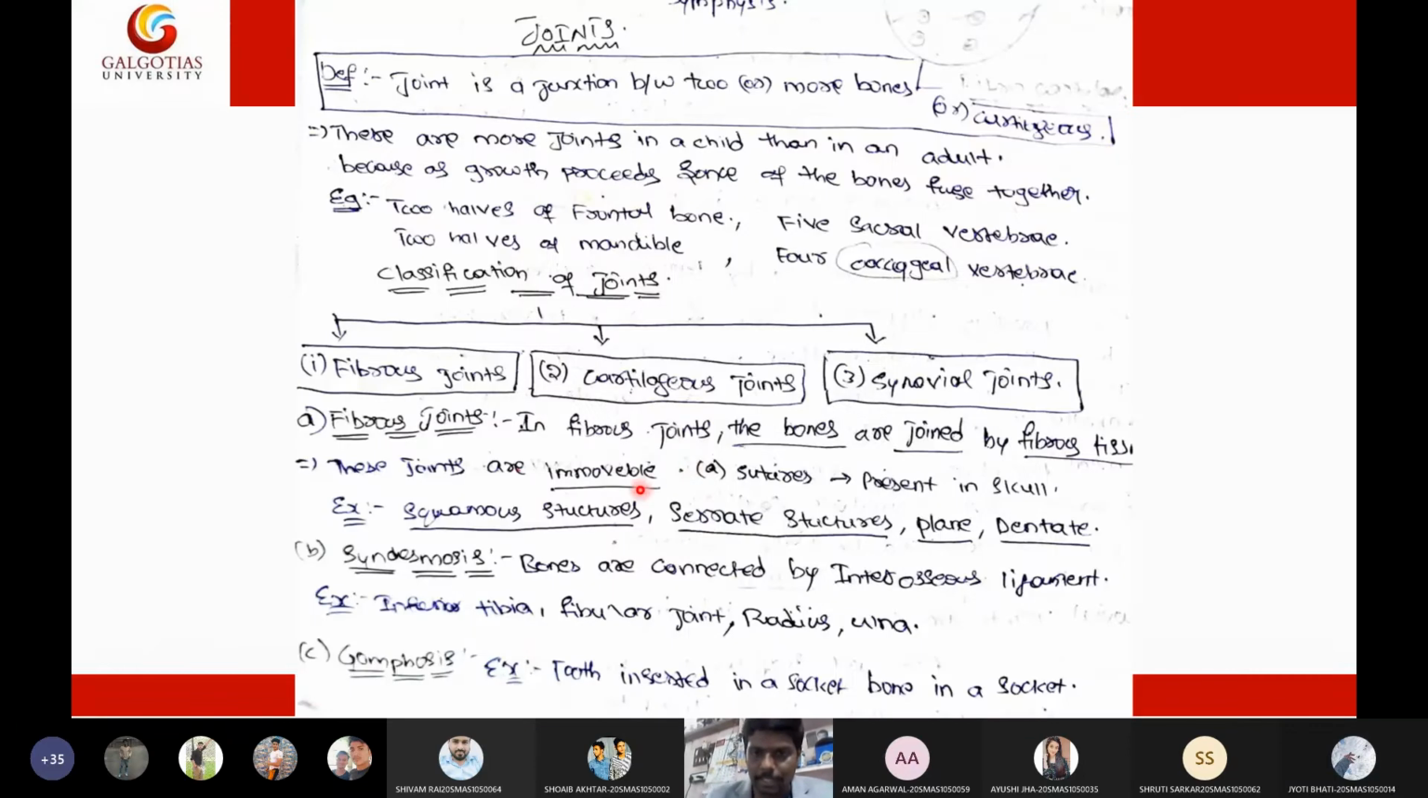So now let us see the basic definition of fibrous joints. In fibrous joints the bones are joined by fibrous tissue. So these joints are immobile. So first one is sutures. Sutures are present in the skull. So we have many types of sutures. We have squamous sutures, serrate sutures, plain sutures, and dentate sutures.